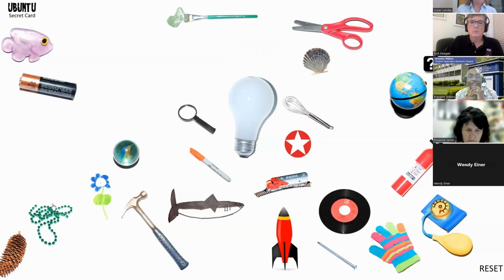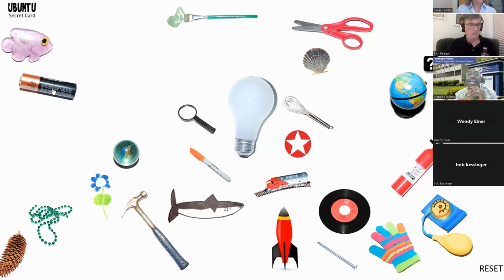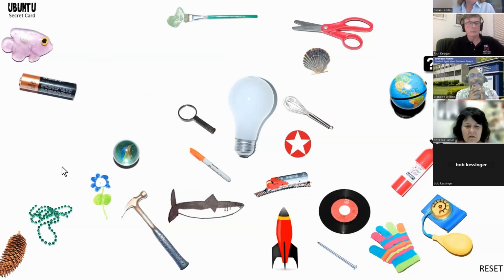The battery. The pine... Battery's round. Right, it is. That's what I was thinking, because it's a cylinder type of deal. The same with the beads too. How about the hammer or the paintbrush? I would get rid of those. The hammer and the paintbrush. Okay. What about the pine cone?